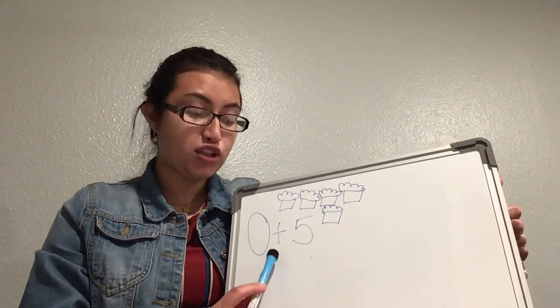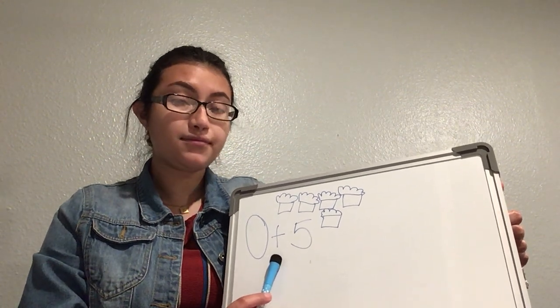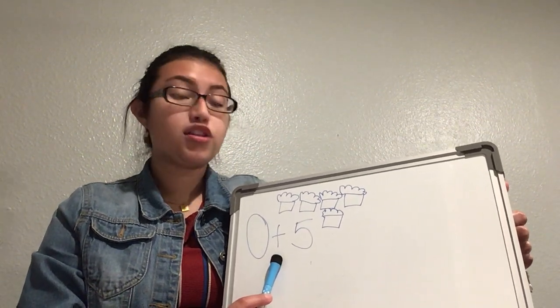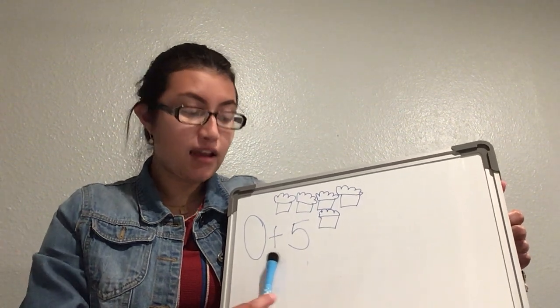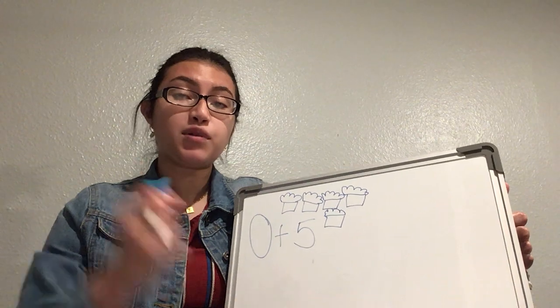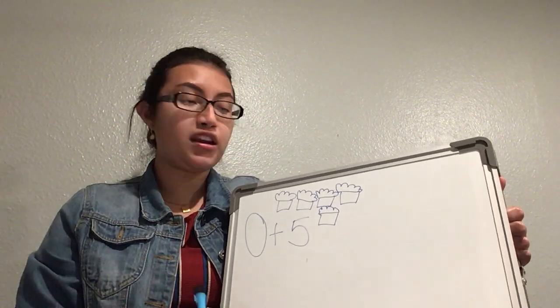5. And what's the special symbol we learned that means to join? What's this sign called? Plus. So let's read it. 0 plus 5. And what does plus mean? Plus means I need to join. So let's go ahead and join.